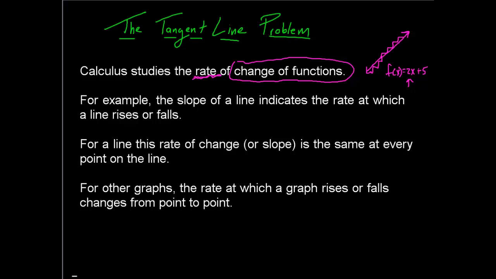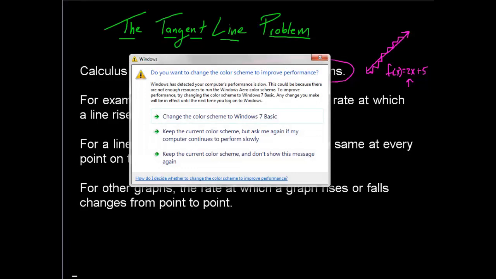Well, not all graphs are like that. For all other graphs besides straight lines, the rate at which a graph rises or falls changes from point to point. So again, calculus is the study of the rate of change of functions. How does a function change from point to point?